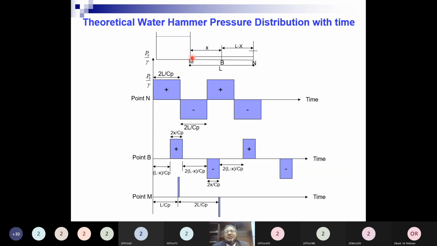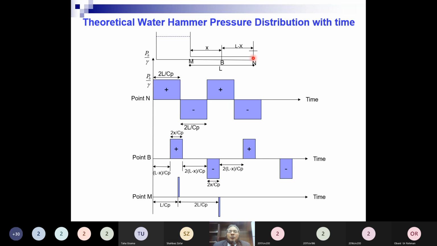How much time does it take? L over Cp. Then what happens? There is an unloading wave of the positive pressure, and the pressure inside the pipe becomes normal, and it again takes a time of how much? L over Cp.